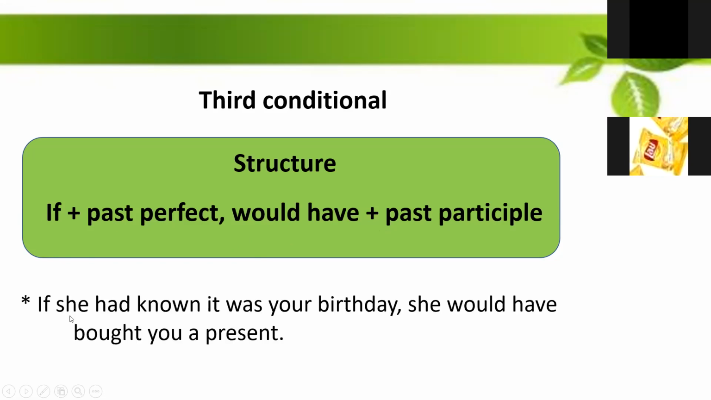So we have here, if she had known it was your birthday, she would have bought you a present. It says in our structure again, if plus past perfect plus would have plus past participle. In our example, if is the if clause. Had known is the past perfect tense. She would plus the past participle bought. So we have if clause, past perfect tense, had known, plus would have, plus the past participle bought. What is the present simple here? It is buy. So the past participle of buy is bought.